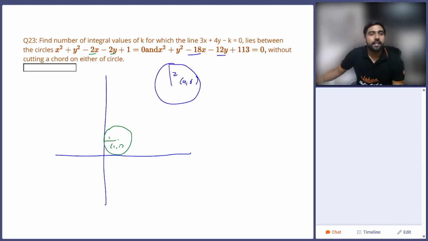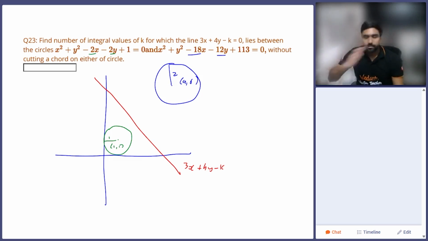Now you have been told that there are lines parallel to this line 3x plus 4y minus k, and it is said that it is not cutting a chord on either of the circles. Basically, it has to lie somewhere in the middle, above the pink line, above the smaller circle and below the bigger circle. The simple condition is that the distance from the origin has to be greater than the radius.